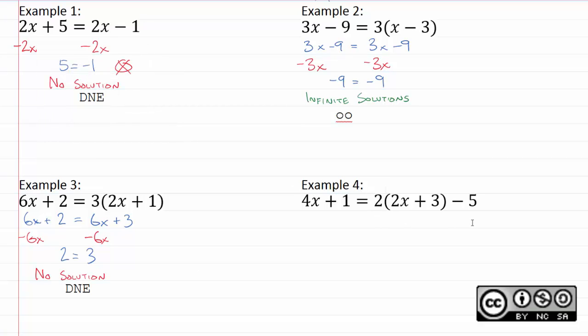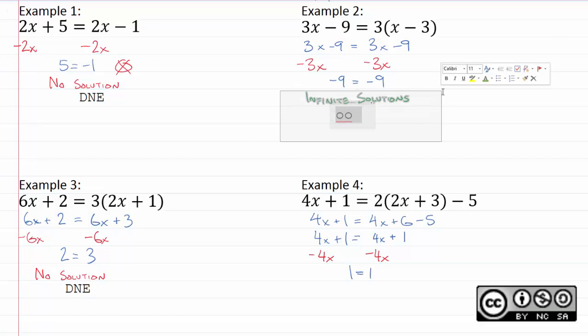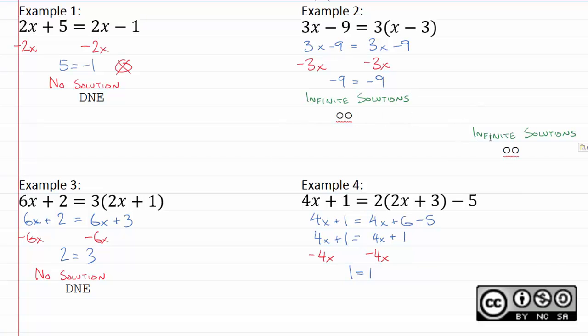Now for example 4, again, we distribute. We will have 4x plus 1 is equal to 4x plus 6 minus 5. So this gives us 4x plus 1 equals 4x plus 1. And again, you should start to see where this is going. If I subtract 4x from both sides, we get an identity. We get that 1 equals 1. That means every value of x works. You could plug in any number for x, and both sides of this equation would be true at the same time. So we would say there we have infinite solutions. And again, in WAMAP, you would type two lowercase o's.